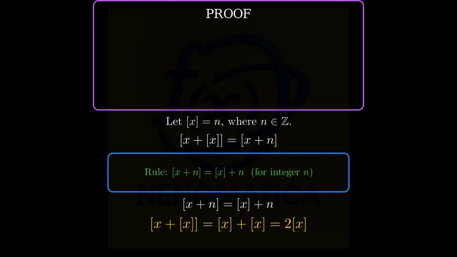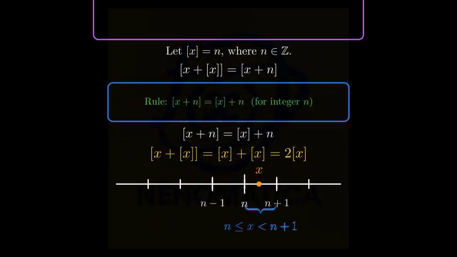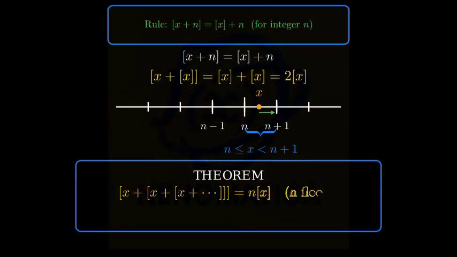A quick visual check. If the floor of x is n, then adding the floor of x shifts x by an integer amount n. Taking the floor again lands at the integer 2n, which is 2 times the floor of x. Theorem: a nested expression with n floors equals n times the floor of x.